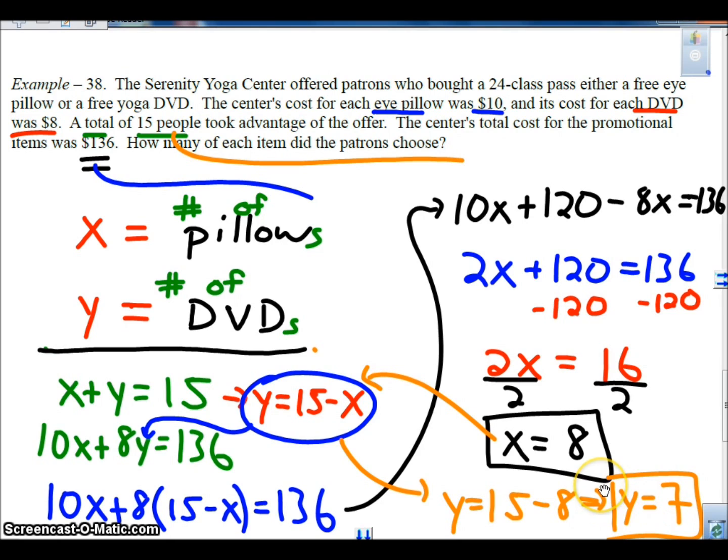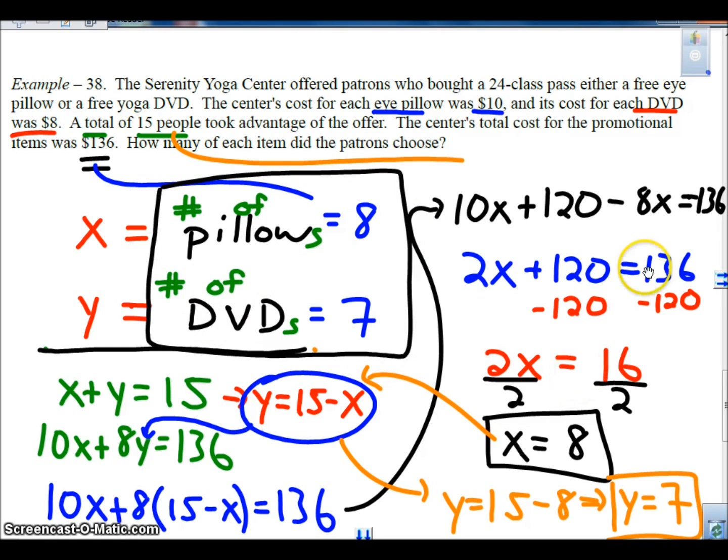And what that tells me, now we need to go back to, okay, well, what does that tell me? Well, remember, X is the number of pillows. So that's how many pillows were given away, 8 pillows. And the number of DVDs that were given away is 7, right? So Y is equal to 7. That's the number of DVDs. So 8 pillows were given away, 7 DVDs were given away. And that is the final answer.